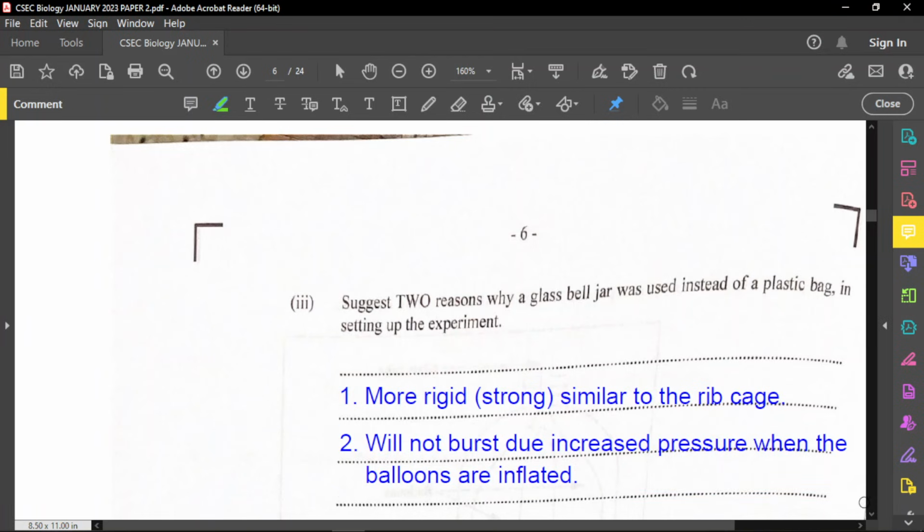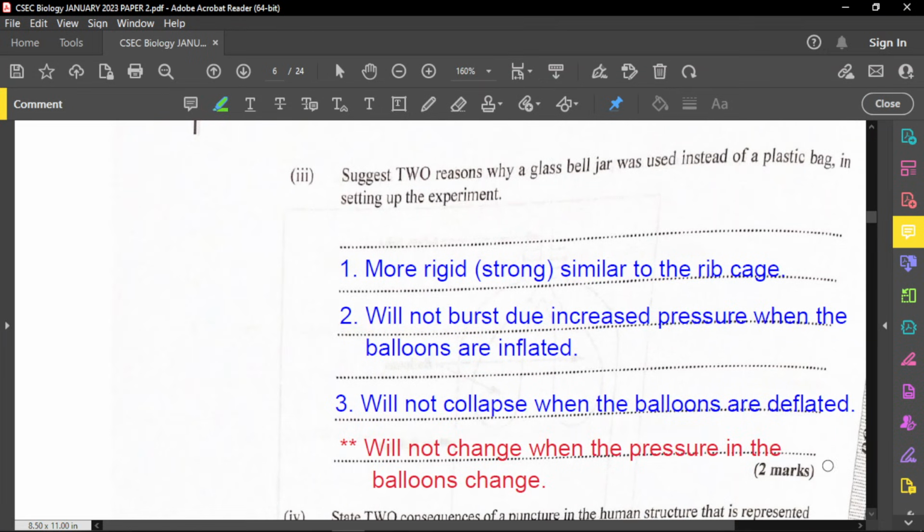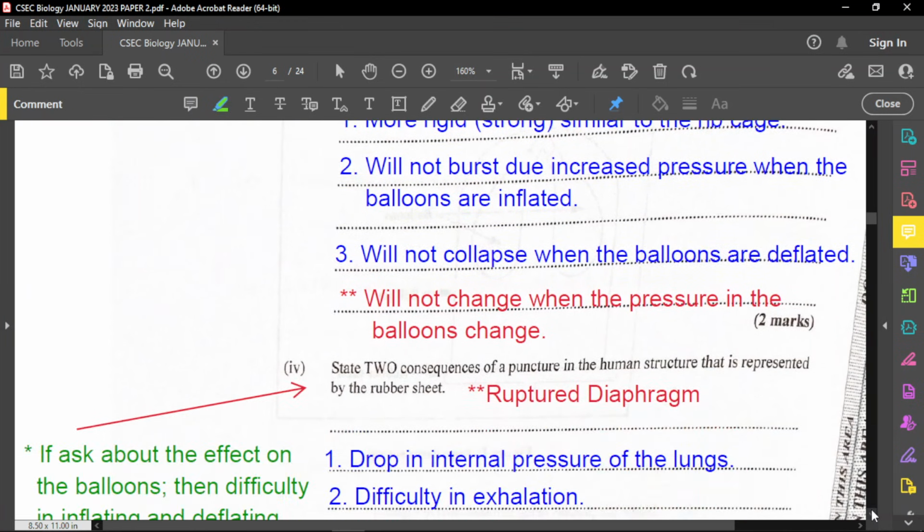So there should be also a third one. It should not be collapsed. All right, I have it here. It will not collapse when the balloons are deflated. Because of course, when the balloons get smaller, if there's a plastic bag, the plastic bag will collapse, and that should not happen. A point to note here is that the bell jar will not change when the pressure in the balloons change. All right, so that is the major reason explained by the second and third points.